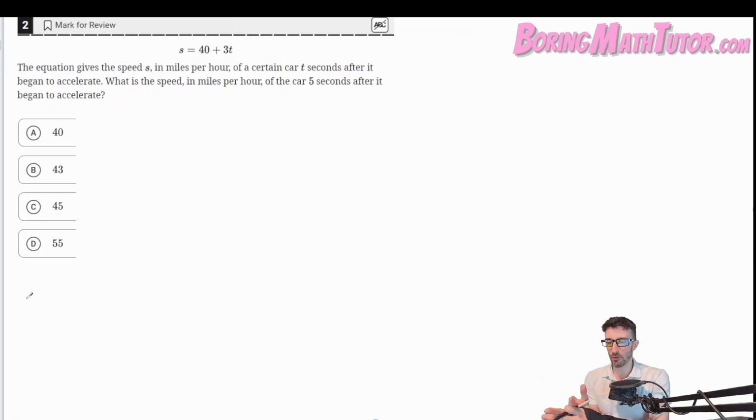We got number 2 over here. It says the equation gives the speed in miles per hour. When I get a lot of words, I like to just jump straight to the question. It says, what is the speed in miles per hour of the car 5 seconds after it began to accelerate? Well, 5 seconds, that seems like the only number that they're giving me. But over here it says t is the number of seconds. This is super common. So all that means is you're just going to replace this with a 5.